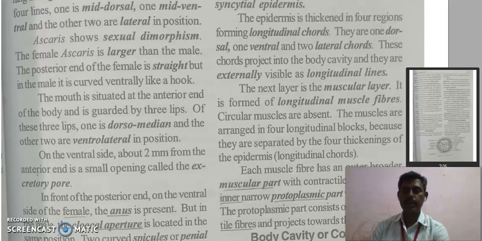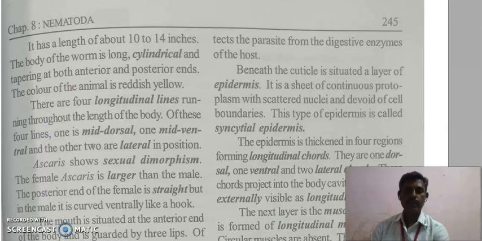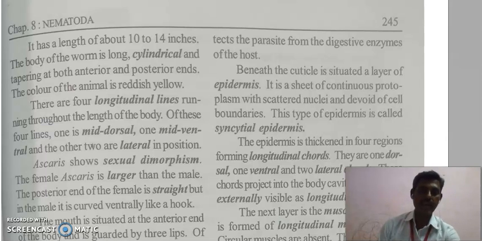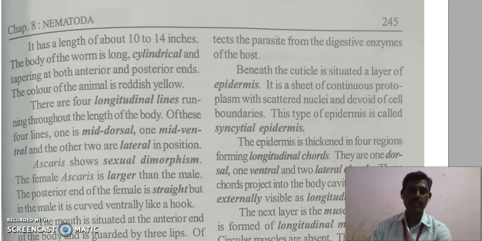Here we can identify many more anatomical organs, like the epidermis. The epidermis is thickened in 4 regions, forming longitudinal cords. They are one dorsal, one ventral and 2 lateral cords. These cords project into the body cavity and they are externally visible as longitudinal lines.